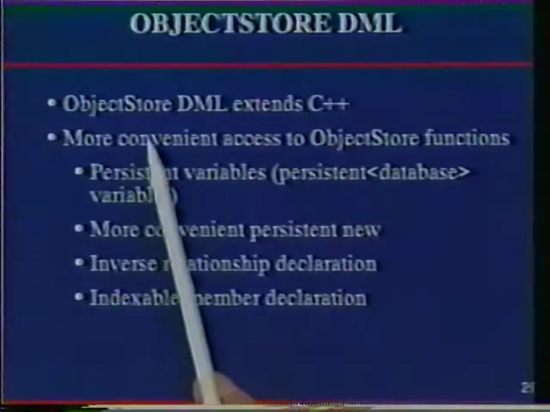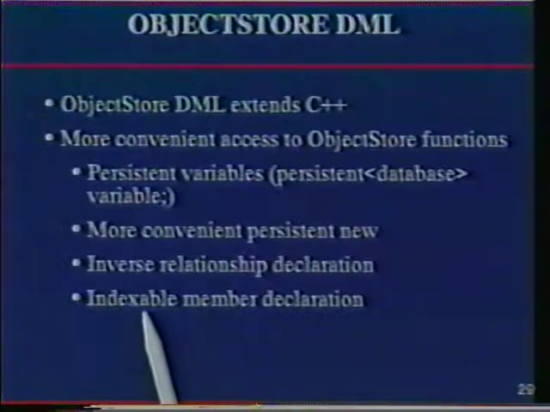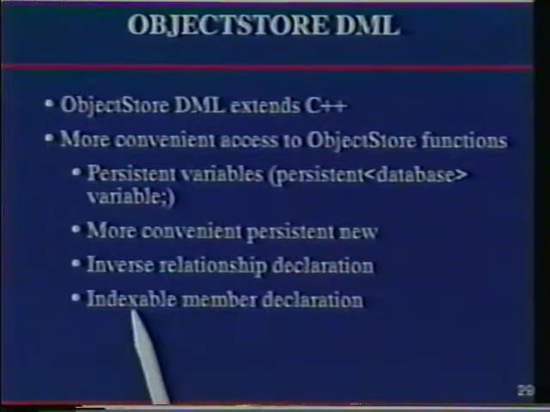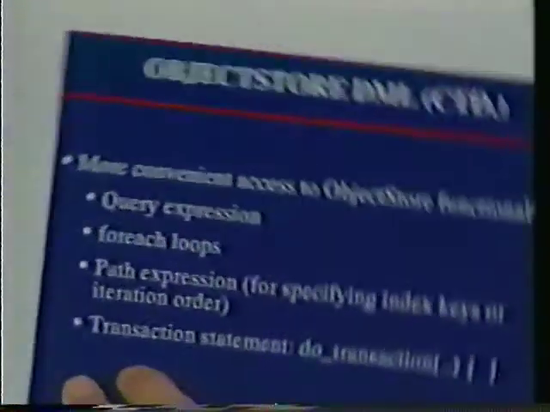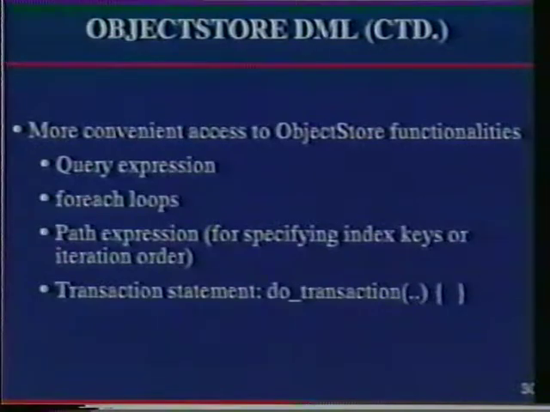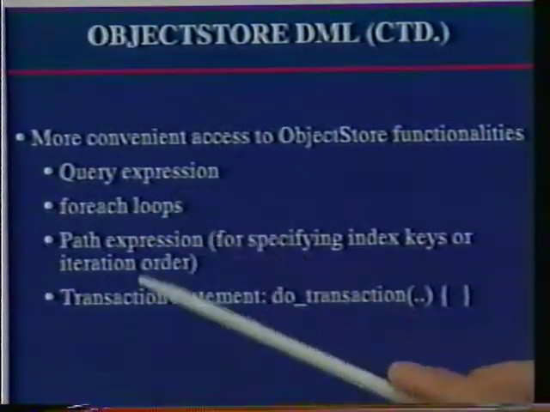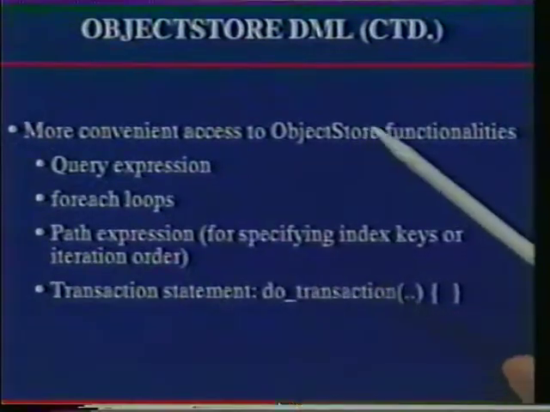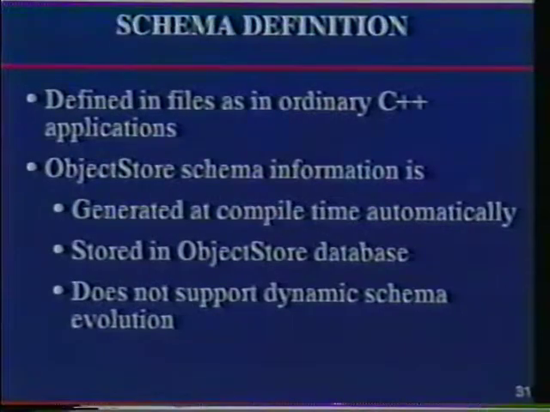As I said before, in Object Store we can define inverse relationships, and we can also index the members, which is very flexible. Object Store extends C++ by having things such as for each loops and certain other constructs. So we define the schema as in C++.